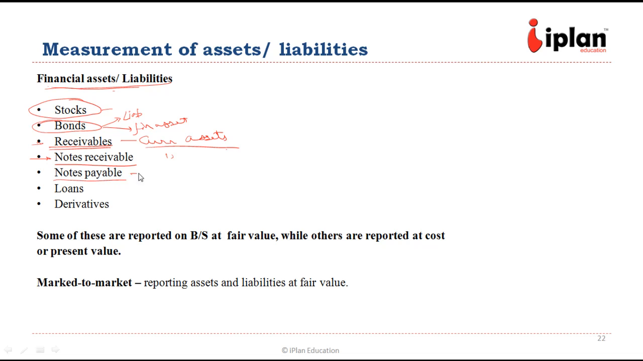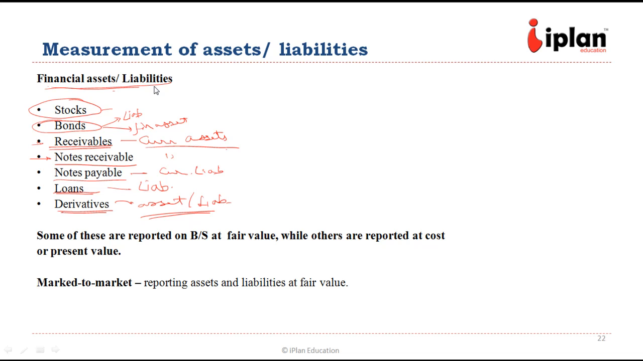Notes receivable, again they are a type of current assets. Notes payable will be current liabilities since they have to be paid. Loans are liabilities. Similarly, derivatives could be an asset or a financial liability based on the way we have created them.